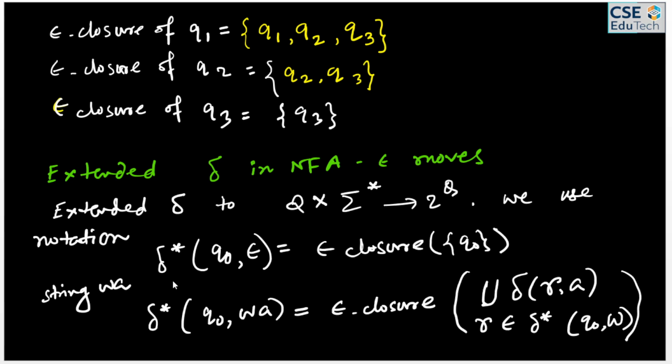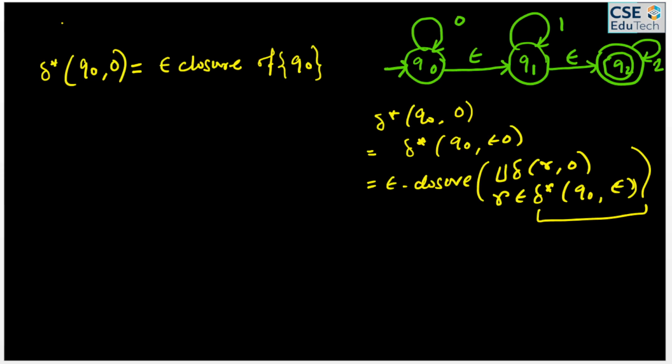Look, delta star Q naught epsilon means epsilon closure of Q naught, right? So from this definition, we can write that it is basically the epsilon closure of Q naught. From this diagram, we can find that the states reachable from Q naught through epsilon moves are Q1, Q2, and including itself, Q naught. So it gives the output Q naught, Q1, and Q2, right?